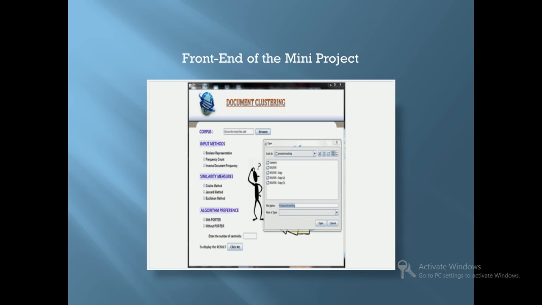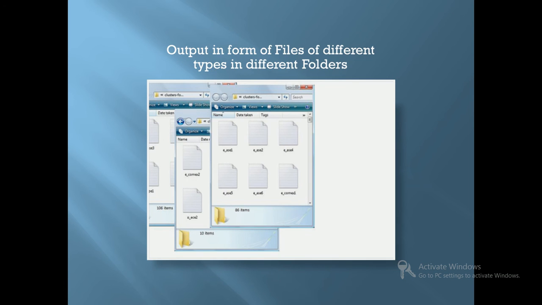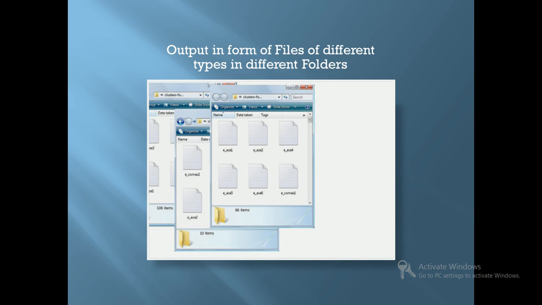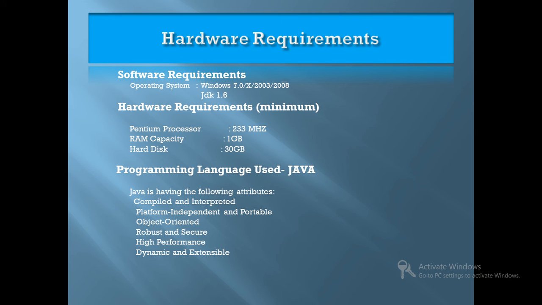We have to select, by browsing, the file where we have stored the entire data, and after selecting this data, we can make the data into clusters. We can see 300 files, 2 clusters are formed over here, and each cluster has some amount of files which has been partitioned. The hardware and software requirements for our project are shown on the screen.